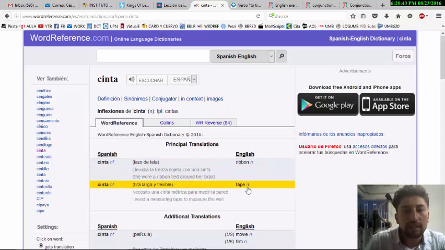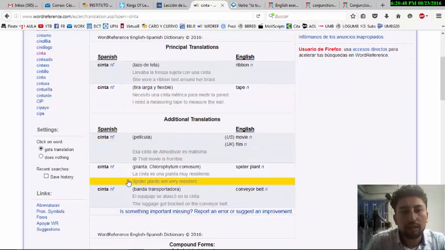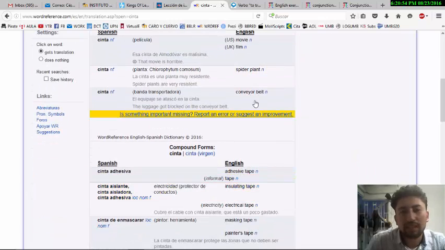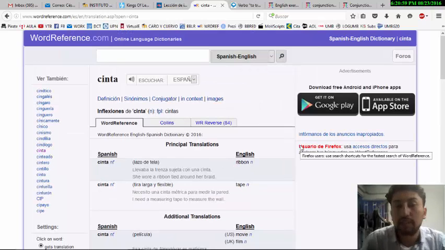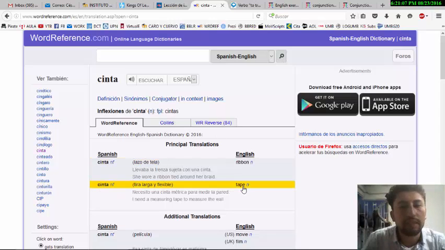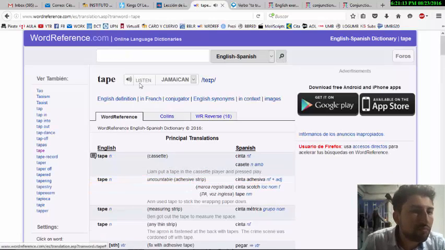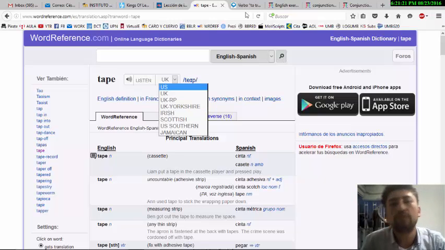"Tira larga y flexible," like "tape," "cinta de película," movie, or film, right? "Cinta de planta," well, spider plant. And "banda transportadora," like conveyor belt. Well, you have a lot of meanings for a single word, so you can try to listen to those. And if you want to listen to the pronunciation of the word, you go to one of the definitions and you listen. "Tape." Well, you can practice the pronunciation of that also.